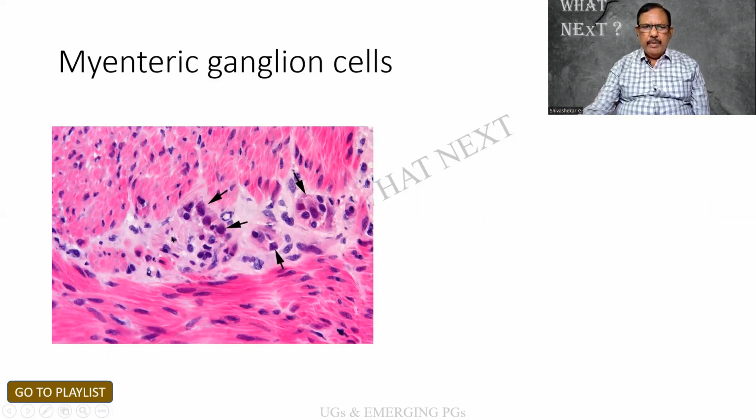But then, I'm able to see some pale area wherein there are large circular or ovoid cells with eccentric nucleus, pale cytoplasm. These are the ganglion cells, and they can be seen in the myenteric plexus or the Auerbach's plexus.